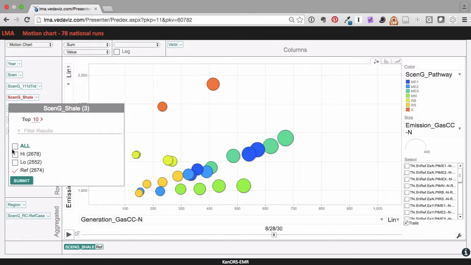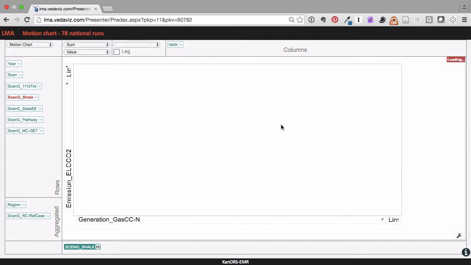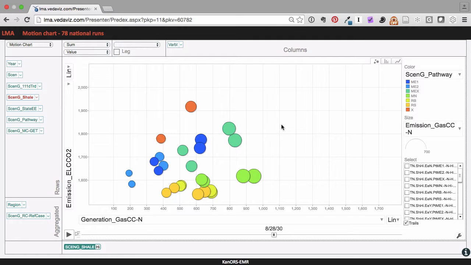If I switch now to look at the high shale scenarios, we see a somewhat similar pattern, but now the rate scenarios have about the same level of new gas generation as in the no CPP scenarios. And we still see this linear relationship across the mass existing only scenarios, but now we've got a more clear split between the trade yes and trade no.